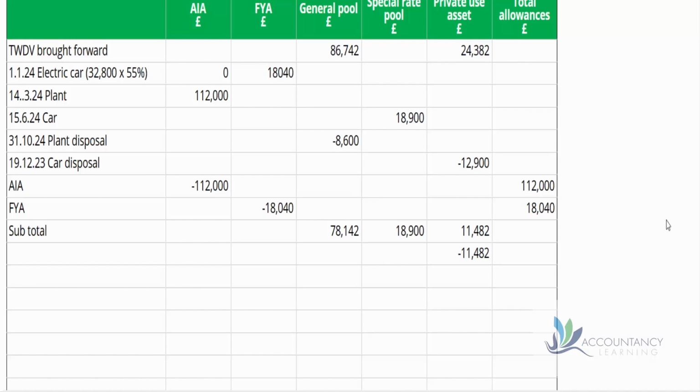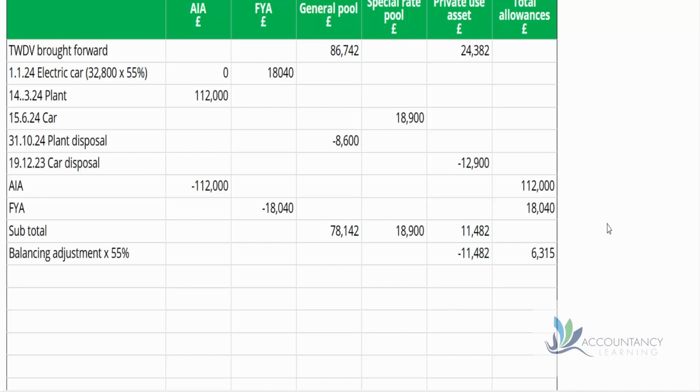But remember that this was a private use asset and Robert was using it 45% of the time. So for this balancing adjustment, we need to make an adjustment to this for the 45%. So in terms of the business use, we have a 55% adjustment. So we've got the 11,482 and we multiply by 55%, and that gives us 6,315. Now what we need to decide though, is that going to be a plus or minus?